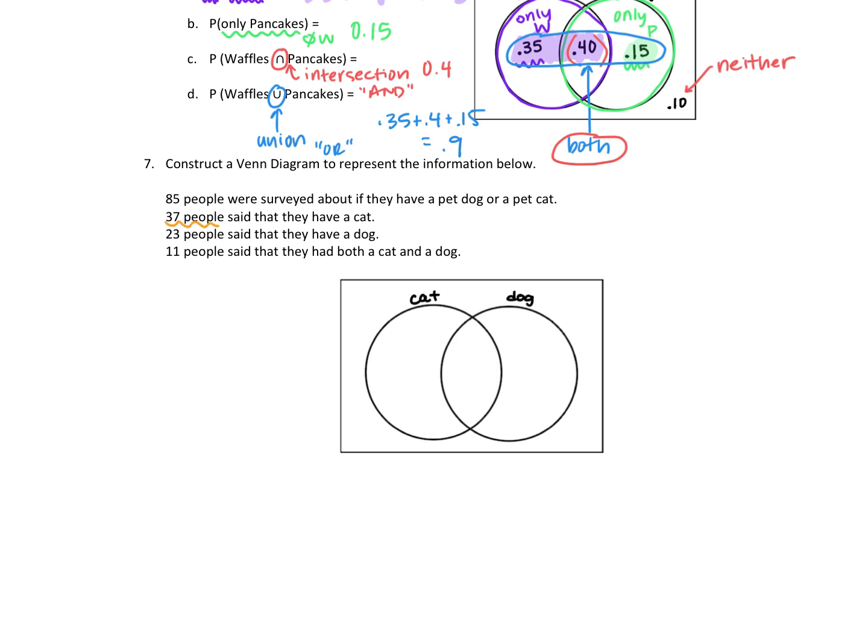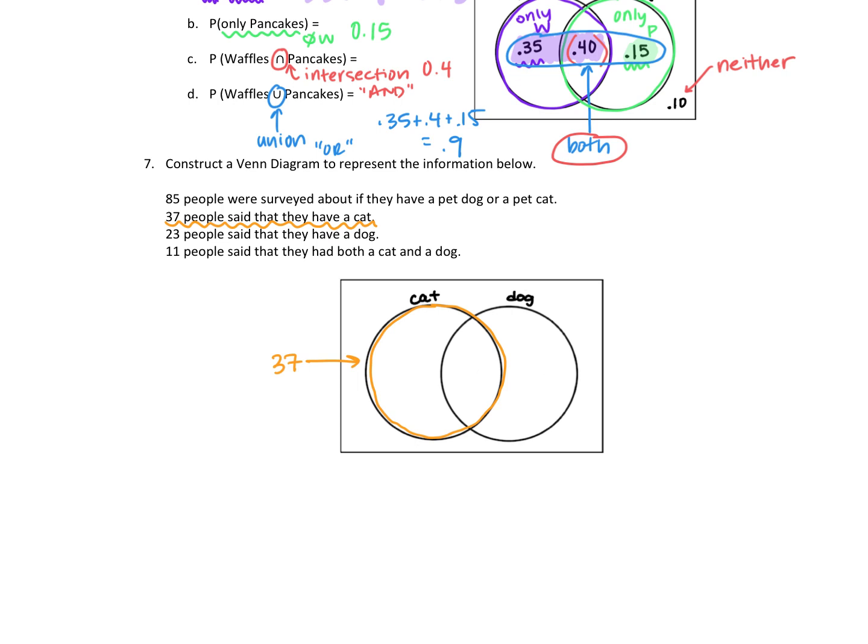It says 37 people said that they have a cat. We don't have any information about whether or not they had a dog, so we're talking about this entire circle. That includes the people that have both a cat and a dog, and the people that have just a cat. It should add up to 37. I'm not going to fill in any information because I don't know how that 37 is broken down yet.